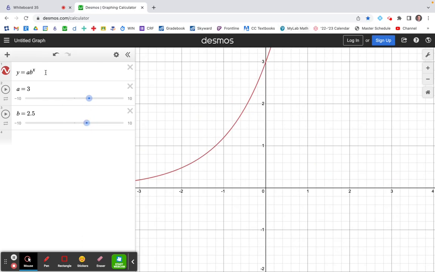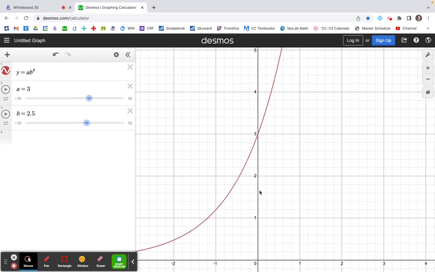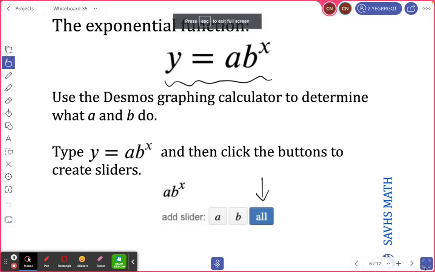Those a, b to the x graphs are what we're going to start building our understanding of today. And we'll go from there. Okay, so here we go.